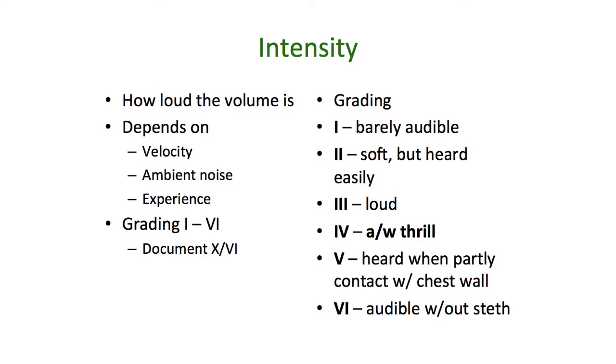A grade 1 murmur is barely audible. A grade 2 murmur is soft but heard easily. A grade 3 murmur is loud. A grade 4 murmur is a loud murmur with an associated thrill. A grade 5 murmur can be heard with partial stethoscope contact with the chest wall. And a grade 6 murmur is audible without a stethoscope. The best differentiation for you to keep in mind is the difference between a grade 3 and a grade 4 murmur.